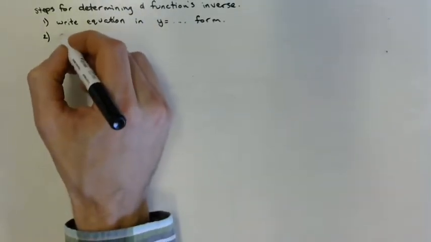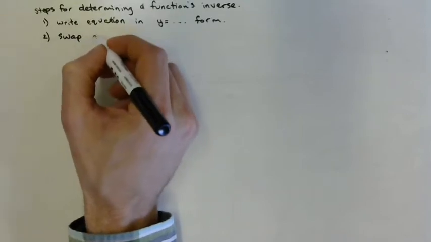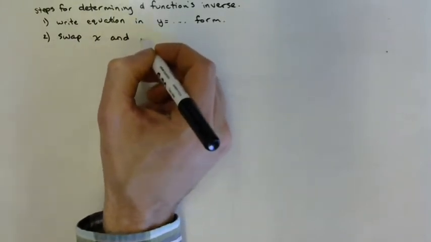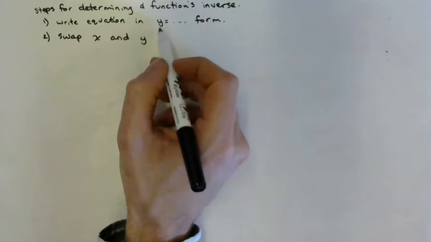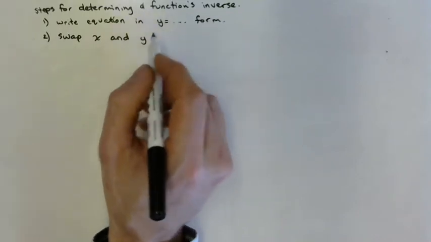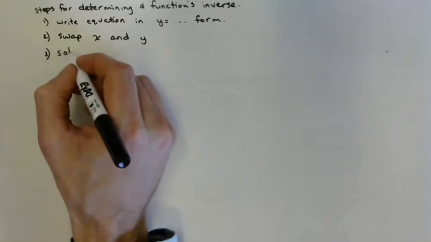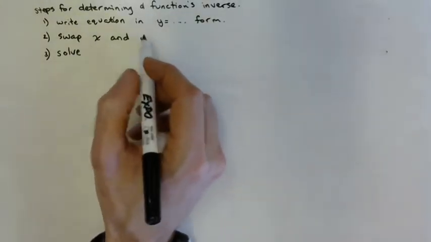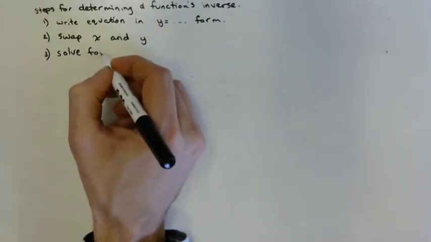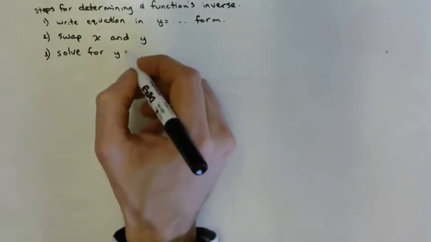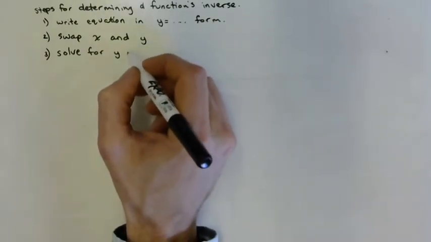Next step, swap x and y. Where you see a y, you're going to change it to x, and where you see an x, you're going to change it to y. Once you do that, y will no longer be by itself, so you're going to solve for y again. Solve for y in this new equation.